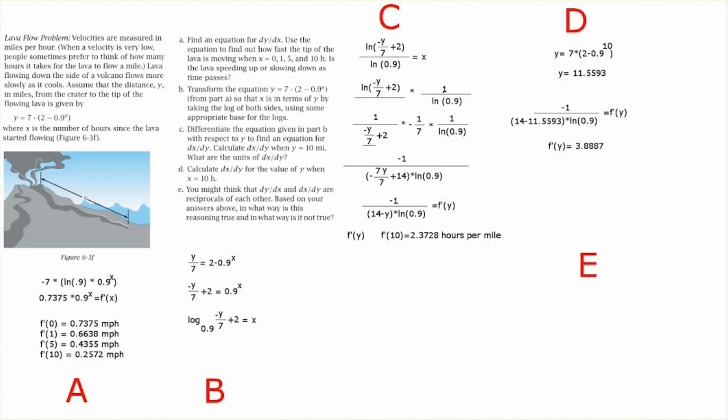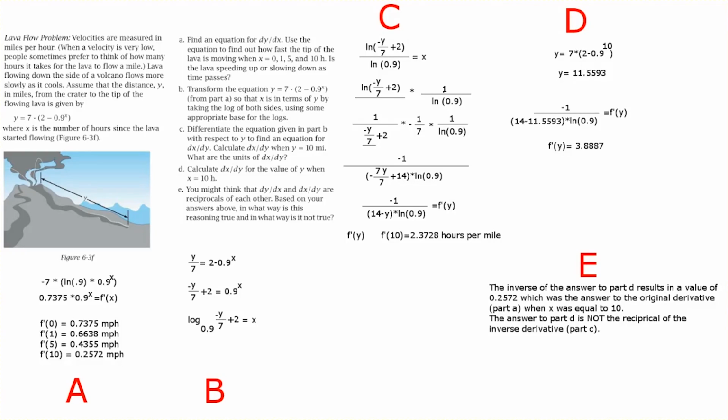The inverse of the answer to Part D results in a value of 0.2572, which was the answer to the original derivative, which was in Part A, when x was equal to 10. The answer to Part D is not actually the reciprocal of the inverse derivative.